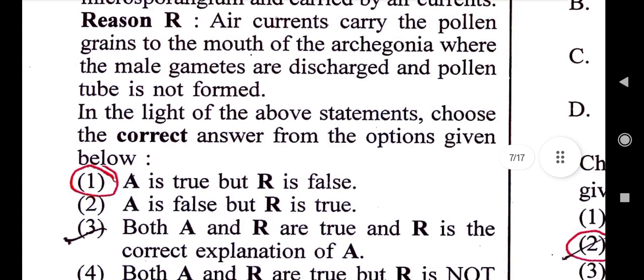Option 1 is the correct option. A is true but R is false.